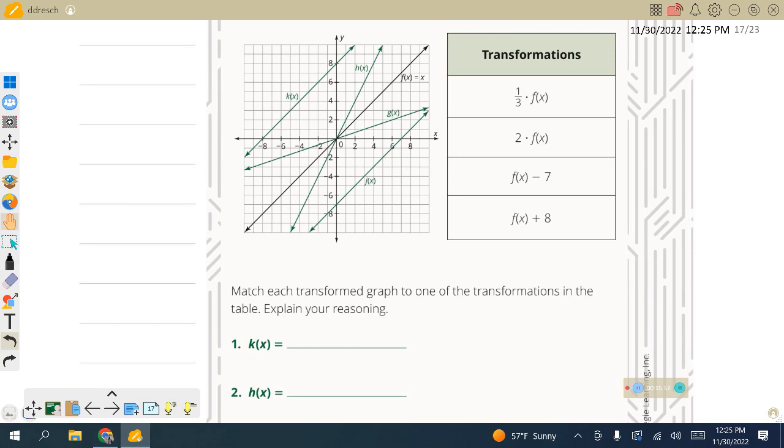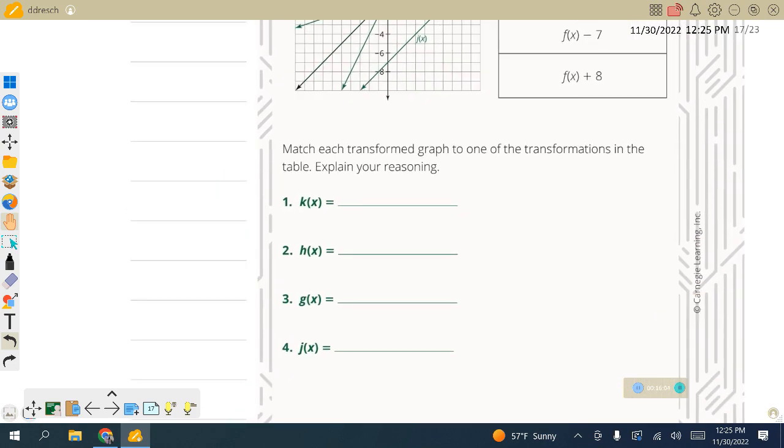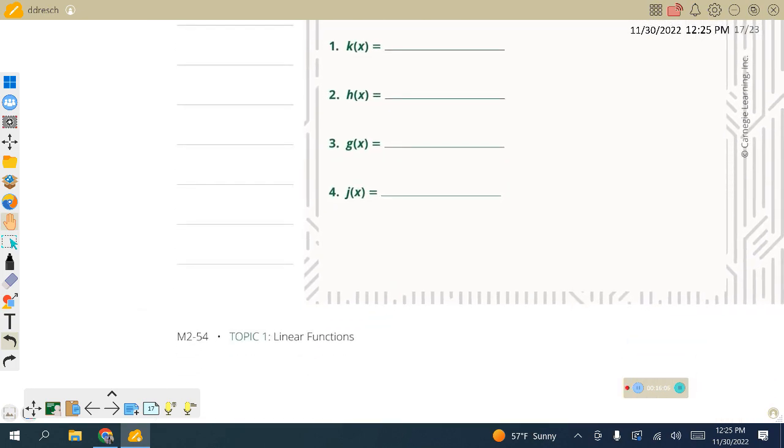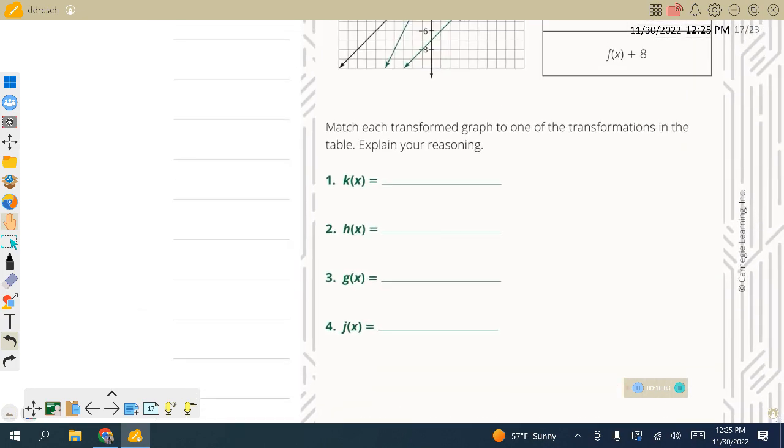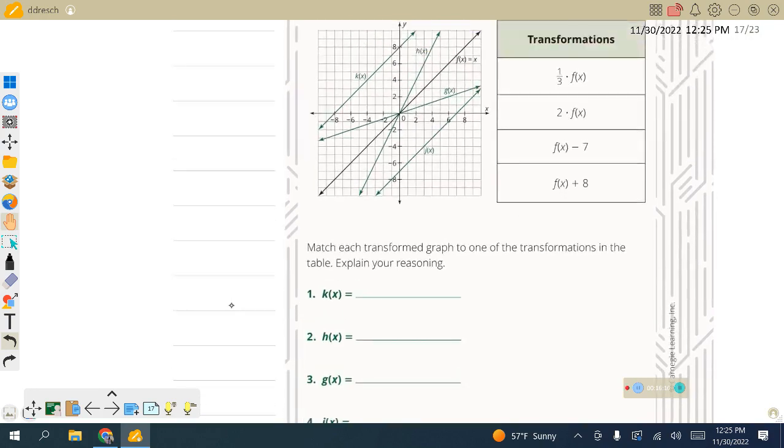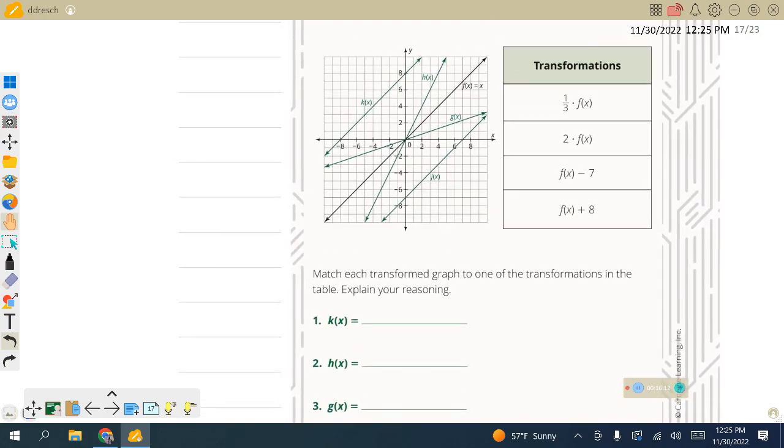So let's just piggyback off what we just did with the warm up there. Sorry, what page? It is 54. M2-54, everybody. So we're wrapping up our transformation work today. And then tomorrow, I think it is math 4, will be one of our last, focused on transformation work. So let's go ahead and wrap this up.